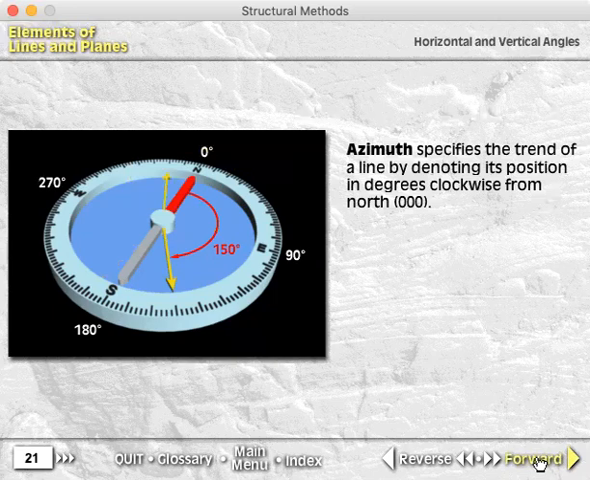Azimuth specifies the trend of a line by denoting its position in degrees clockwise from north, or 0. So in this case, we're not using northeast, northwest, southwest, and so forth. We're just using the azimuth degrees. So if I were to pick 10 degrees here, it would just be 10. We know 10 is to the northeast. 150, we just write down 150, we know it's to the southeast. 340, we write down 340, we know that's to the northwest.